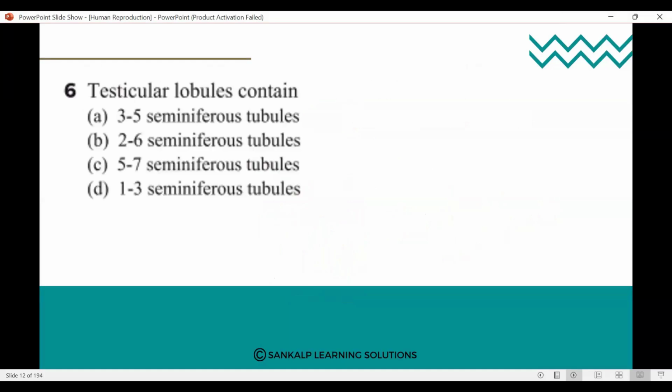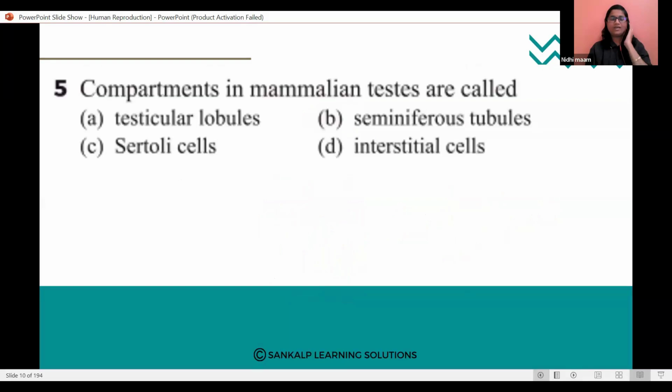Ma'am, we got confused with the option, either A or B, ma'am. One second. The right answer for the previous question, that is, compartments in mammalian testes are called testicular lobules. Option A is the right answer. Who answered option B? They are wrong. Understood now?